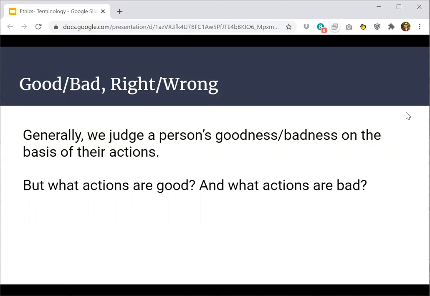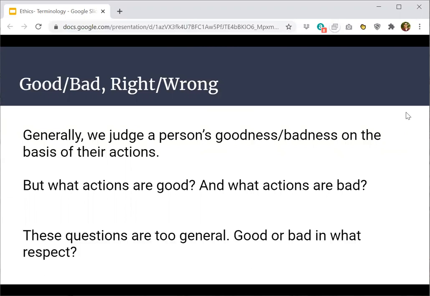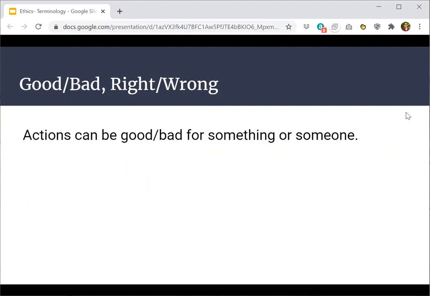But that then leads us to, okay, if a person is good or bad because of their actions, then really in ethics, what we want to know about is what makes an action good or makes an action bad? But even this question is itself a little bit too general, because we need to ask, well, good or bad in what respect? So actions can be good or bad for something or for someone.